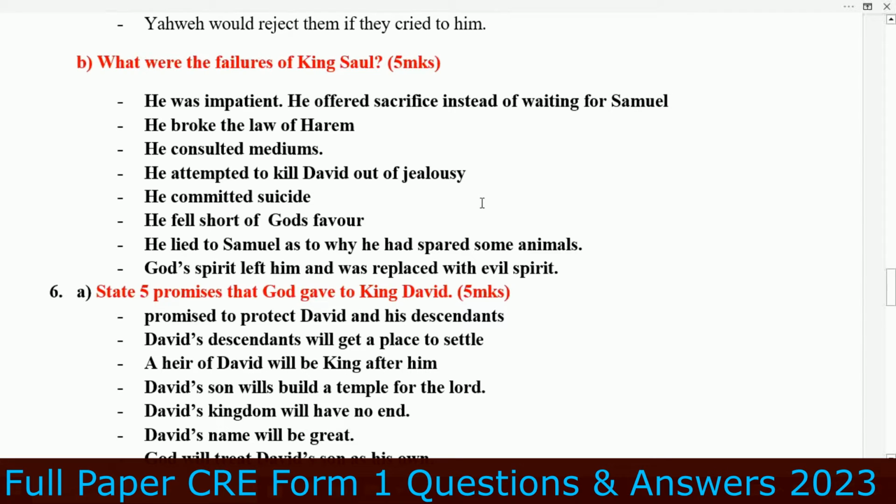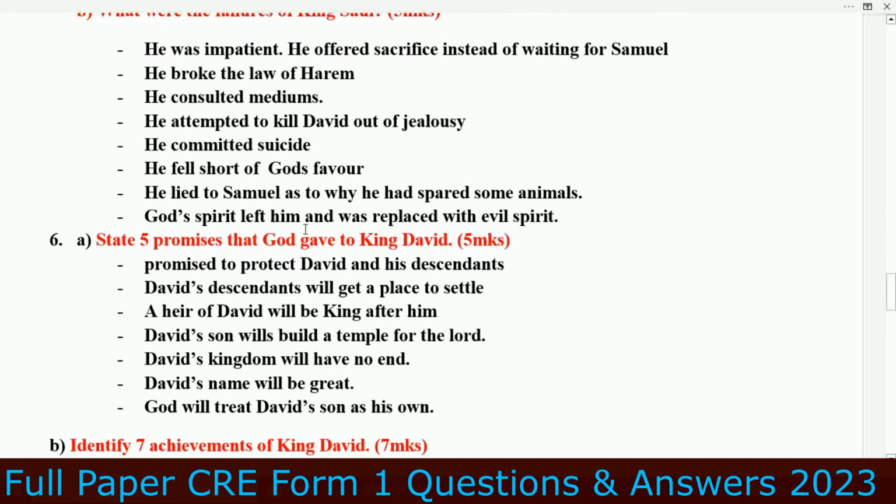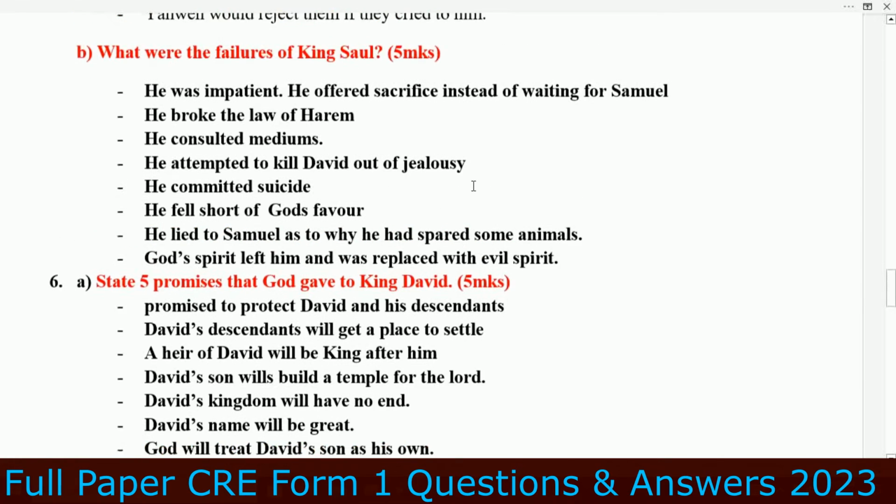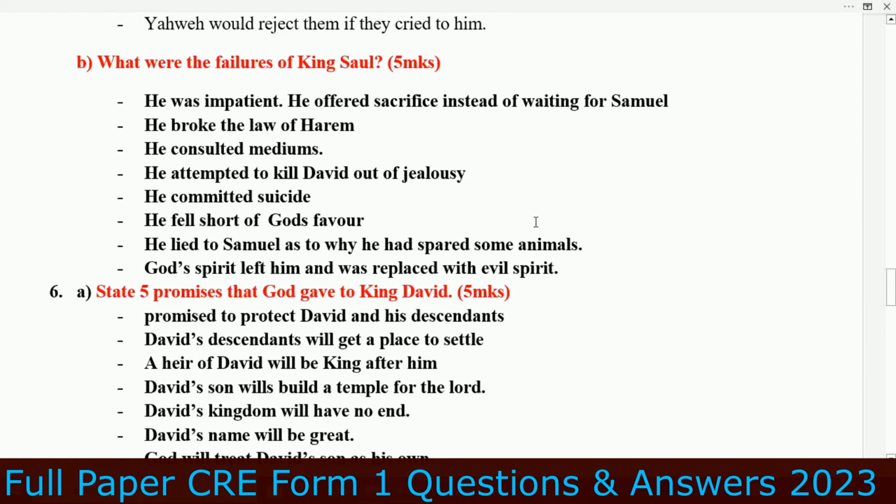He was impatient. He offered sacrifices instead of waiting for Samuel. Number 2, he broke the law of herem. Number 3, he consulted mediums. Next, he attempted to kill David out of jealousy. Next, he committed suicide. Next, he fell short of God's favor. Next, he lied to Samuel as to why he spared some animals.